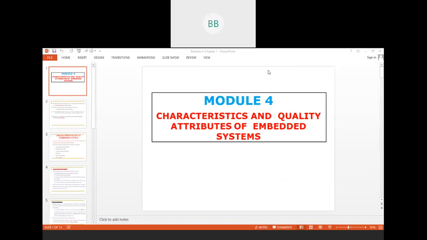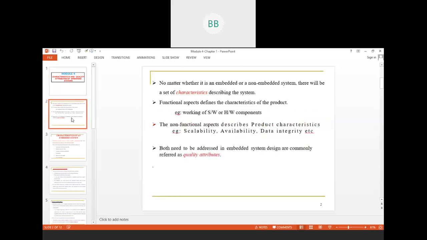In the fourth module, I'll be explaining the characteristics and the attributes that can be adopted while designing the embedded system. Now, what is a system? A system is nothing but a collection and arrangement of different types of units that perform various functions.